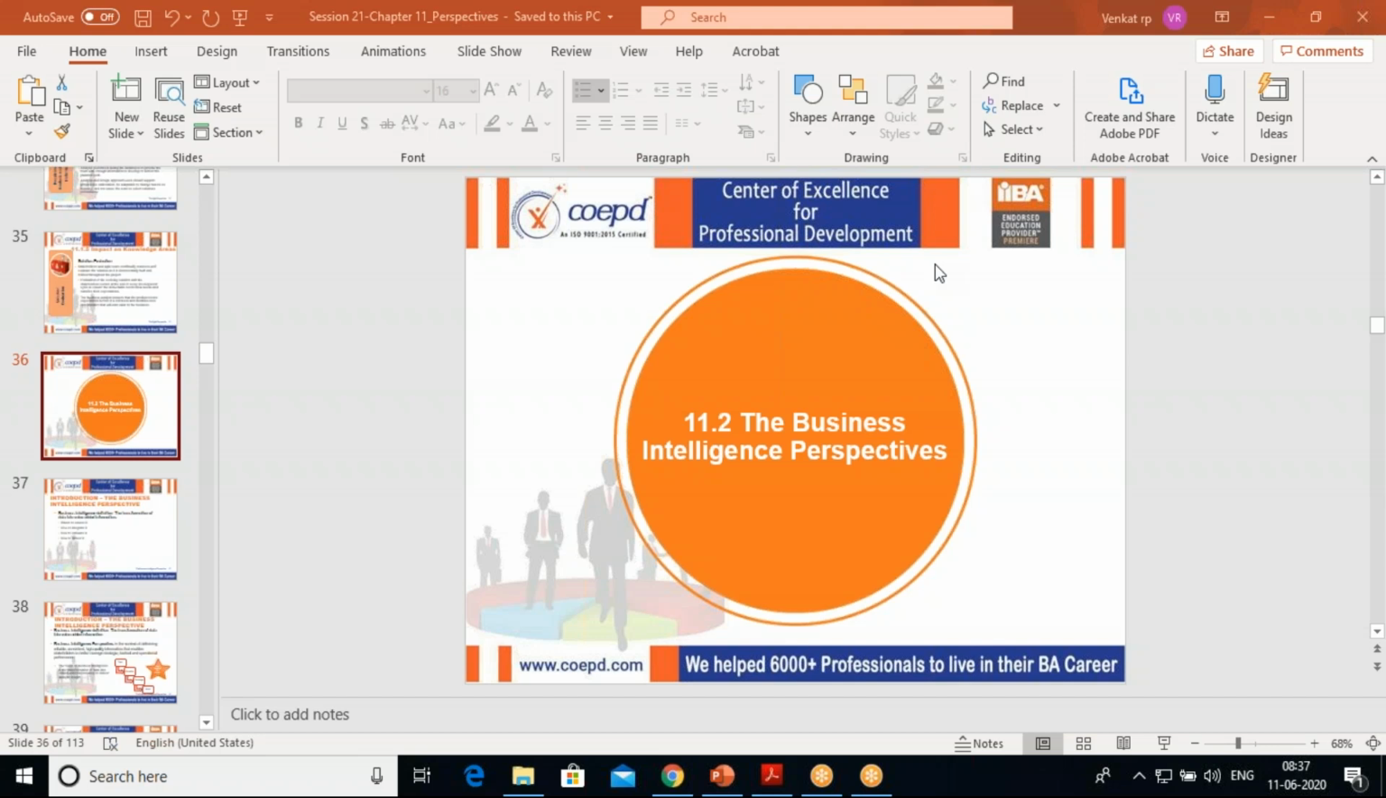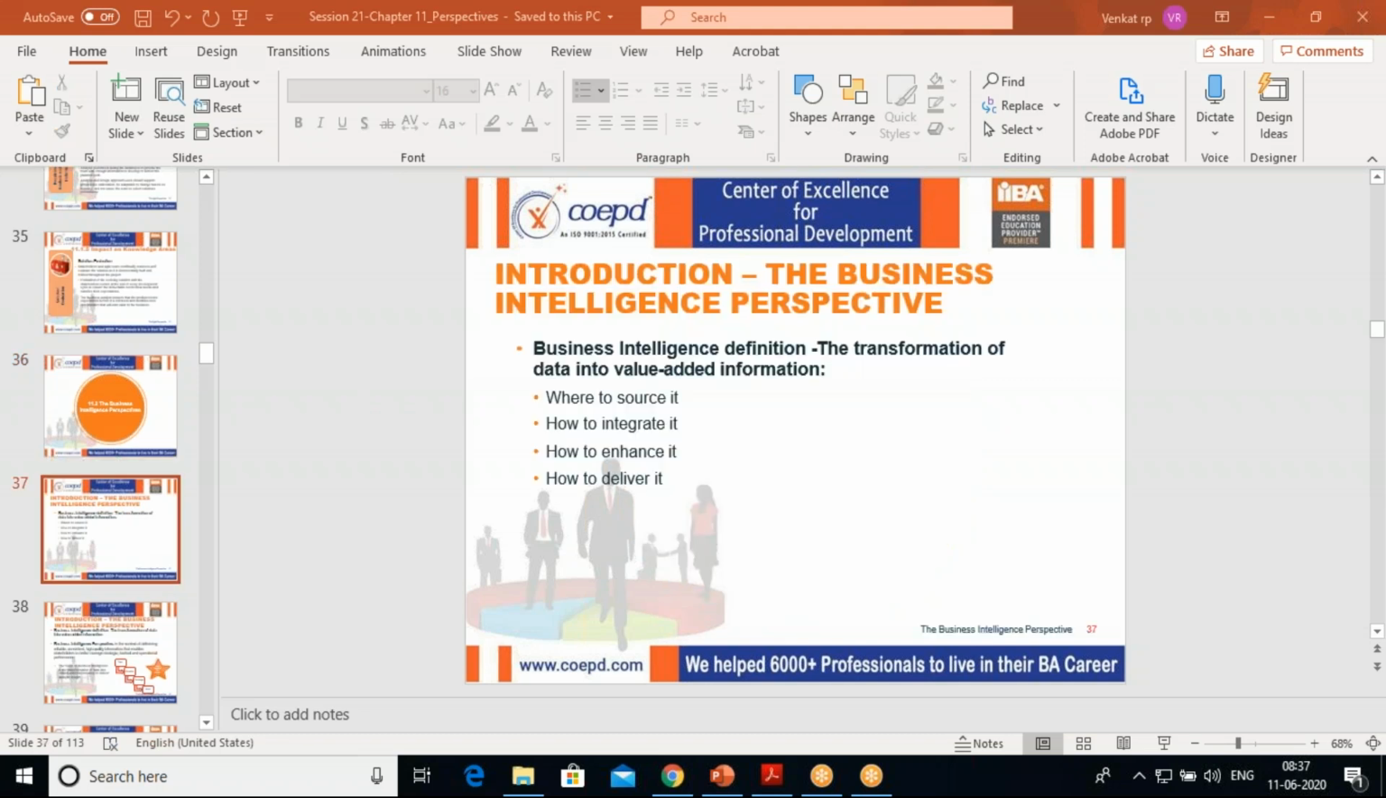All right, we have already discussed the agile perspective. Now let us discuss the business intelligence perspective. Here what it means is that we have existing data. From this data, what is the value added information we can actually pull? That is what business intelligence means.